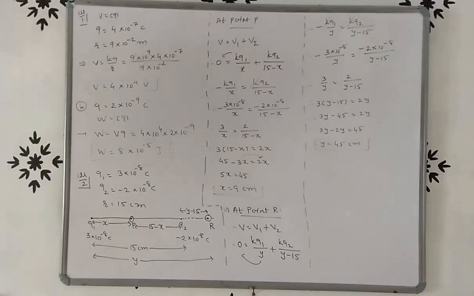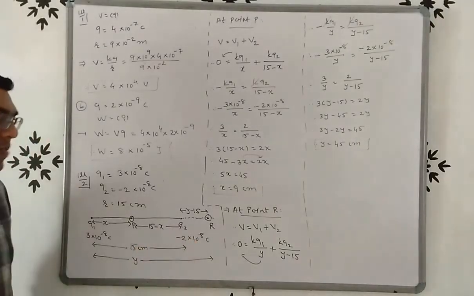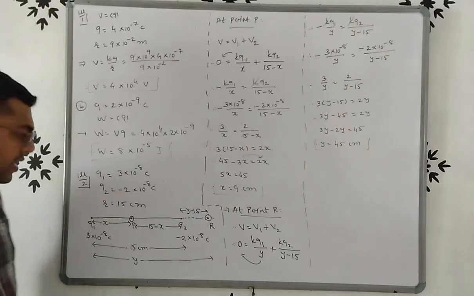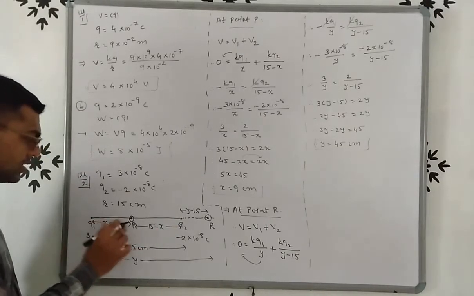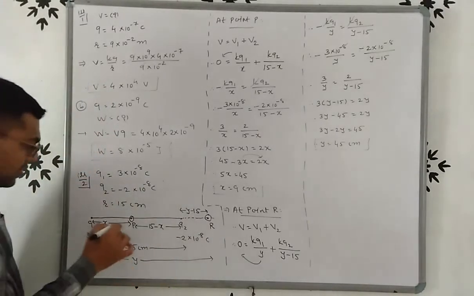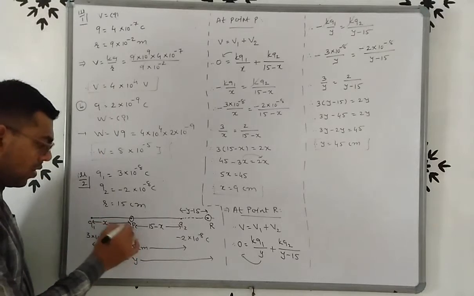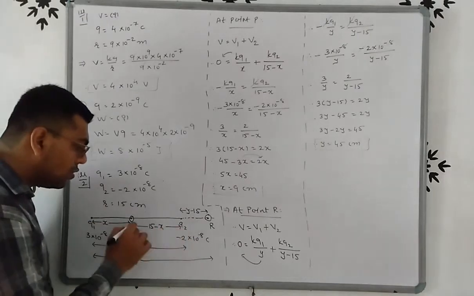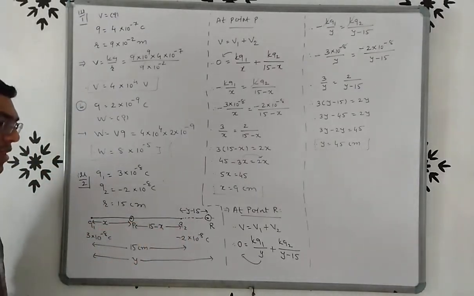So here as shown in figure, this is charge Q1, 3 into 10 raised to minus 8, and this is charge Q2, minus 2 into 10 raised to minus 8. The distance between Q1 and Q2 is 15 centimeter, right? So here suppose at point P potential is 0. So here the distance between Q1 to point P is x. So the distance between Q2 to P is 15 minus x, right?